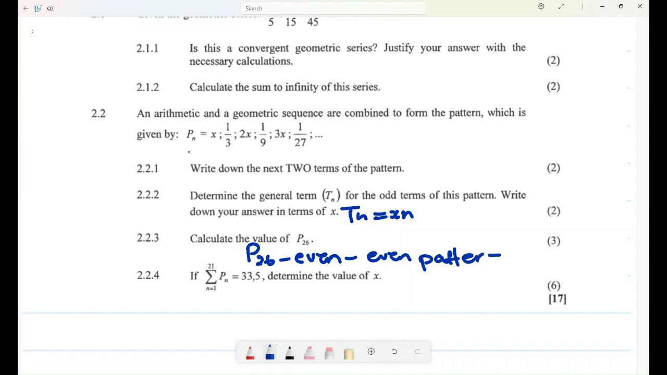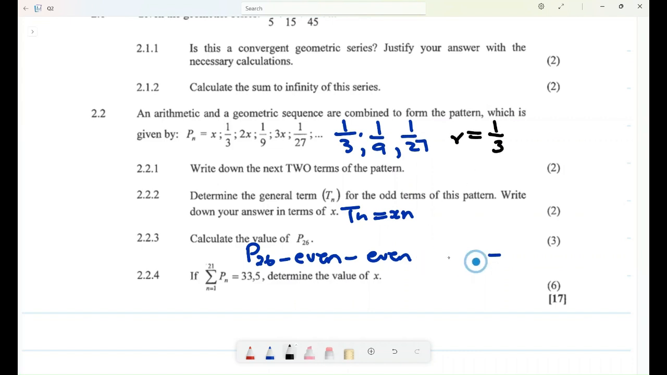Which is the even pattern. Remember 1, 3, 5, 7 is the odd pattern. So the even pattern is 2, 4, 6, and so on. So it falls on this geometric sequence. Okay. So the first thing that we want to find, let's write it here, is the value of r. You say this divided by that, and you'll get that the value of r is 1 divided by 3, right?